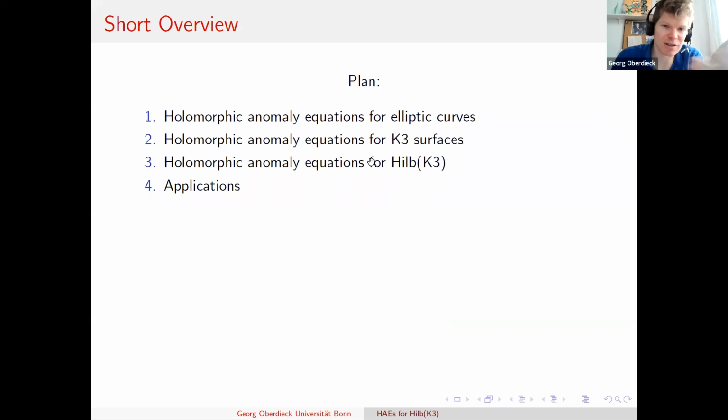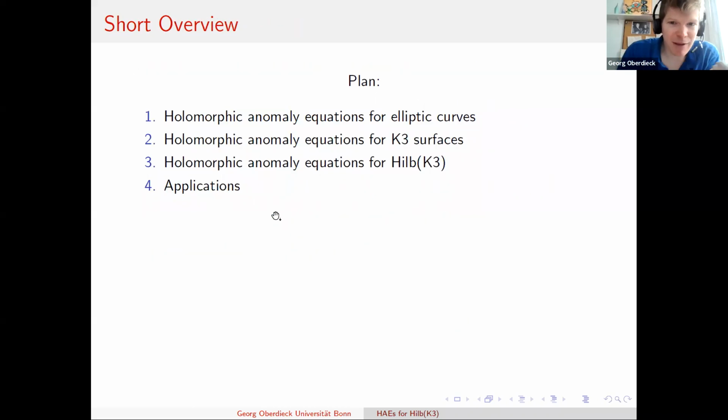And I want to start very basic with basically the structure of the holomorphic anomaly equation for elliptic curves. Then I will go to how it looks for K3 surfaces, and then come to this new case of Hilbert schemes of points of K3 surfaces. So in the end, there will be applications. So if you tune out in the middle, then you can come back at the end. There will be some concrete numbers about the geometry of hyperkähler varieties, some concrete counts that are interesting to study. So I will highlight that at the end.